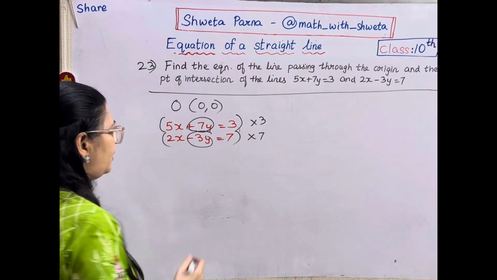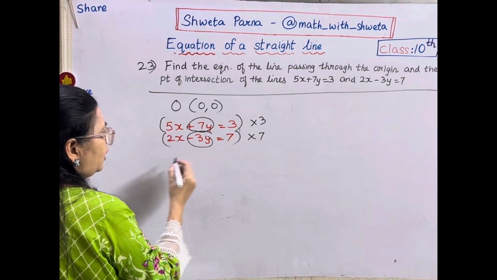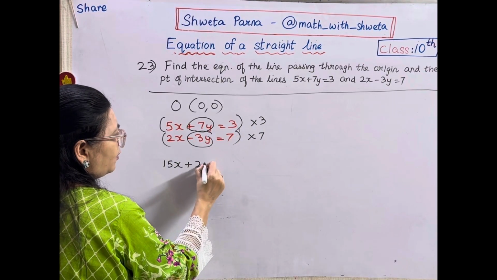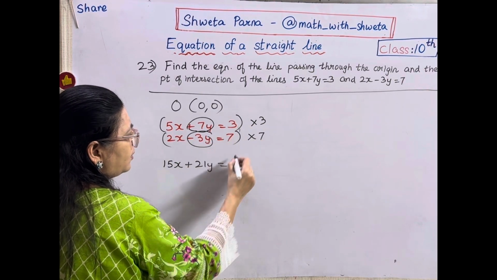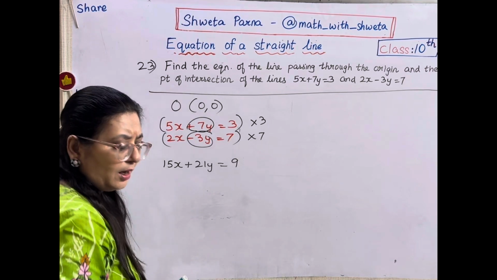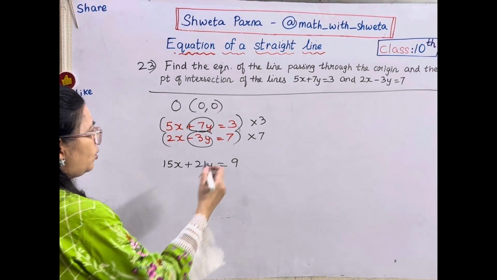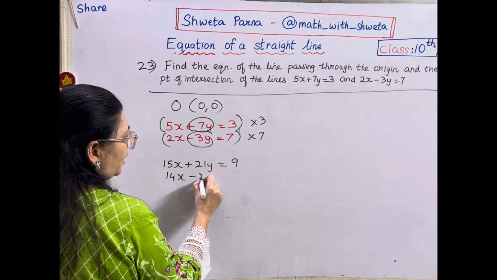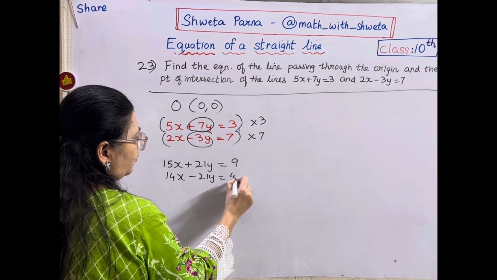Let's do it: 5x into 3 is 15x, 7y into 3 is 21y, is equal to 3 threes are 9. Okay, now the next is 2x into 7 is 14x, minus 3y into 7 is minus 21y, is equal to 49.